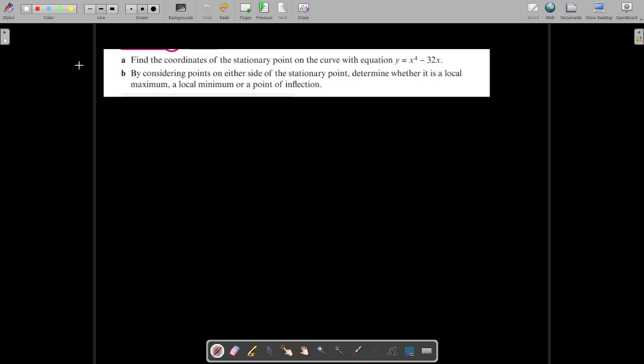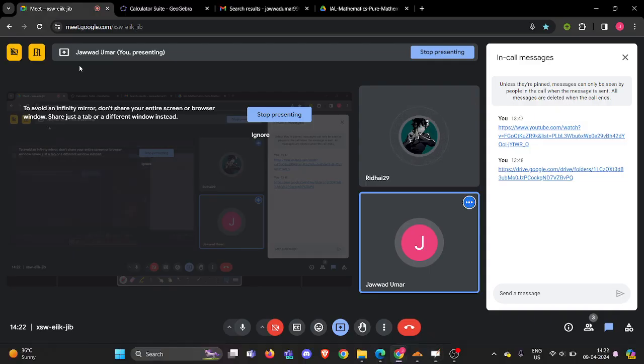Okay, so is this the entire question or is there a bit more? The curve has been given to you, you just have to find the stationary points. You just have to tell if those points are local minima, maxima, or inflection. Yeah, this is the question. There is no other information.